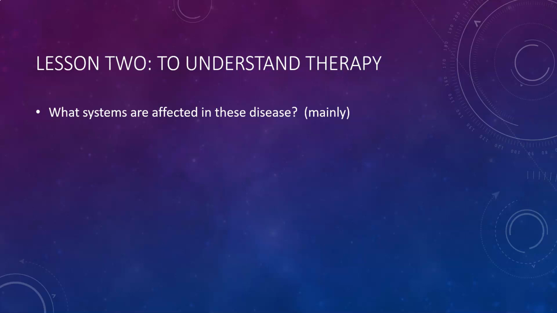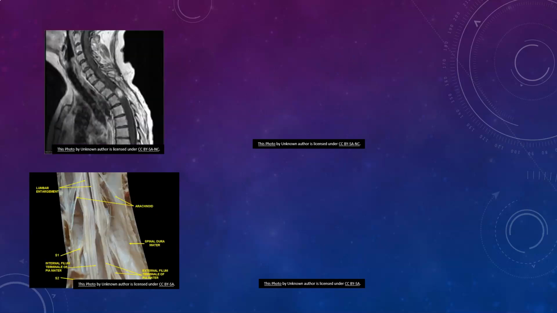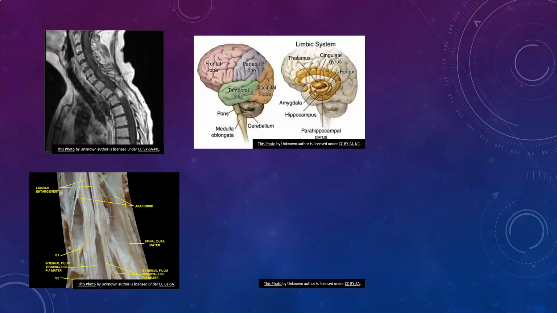Now, if you see that there are diseases which affect your spinal cord, there are diseases which affect primarily your muscles. I'm not saying that the spinal cord does not affect your muscles or something like that.